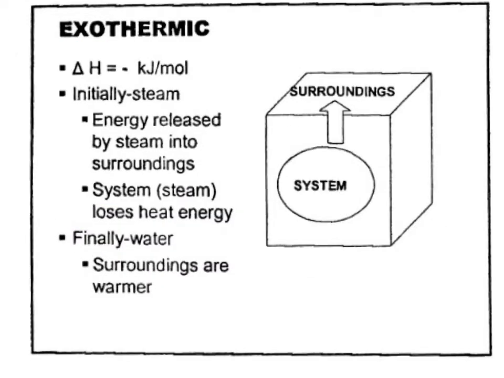So first we're going to talk about exothermic reactions, okay? Exothermic reactions. So your delta H value, you see that little negative sign? You will actually have a negative value for delta H. So the negative sign is just indicating that heat is being lost. And so in general, if the heat is being lost, then that means that your surroundings are getting warmer.